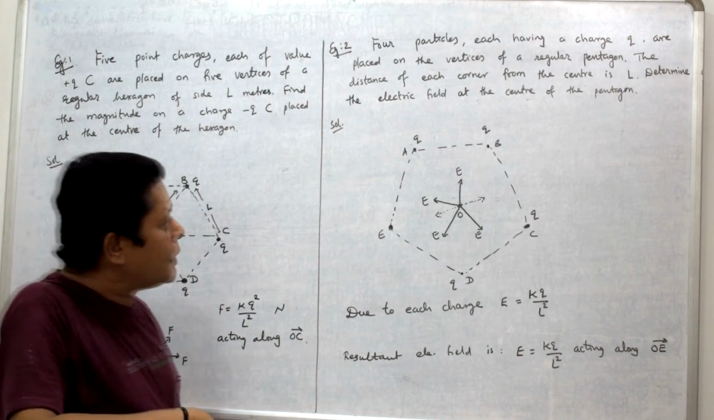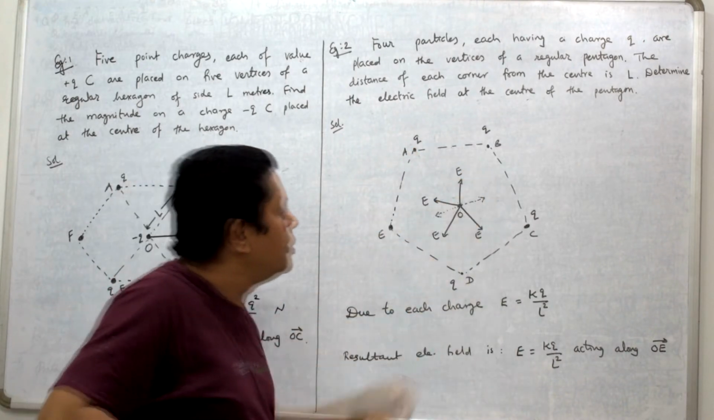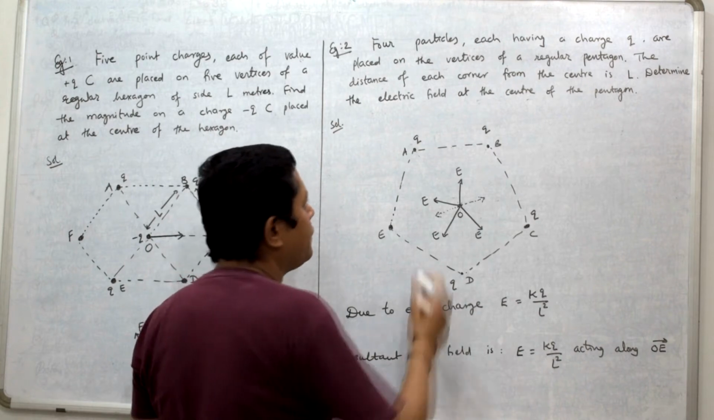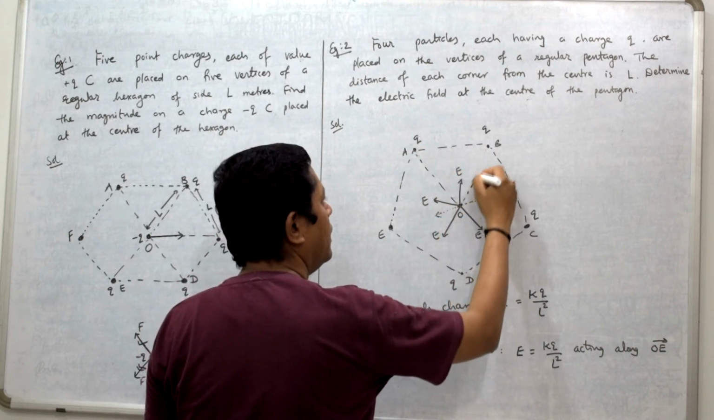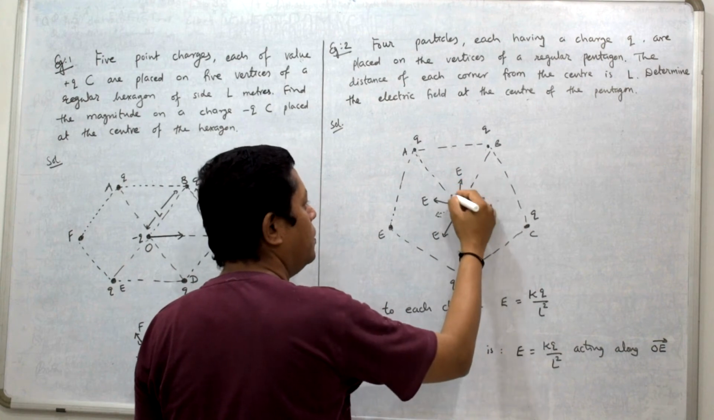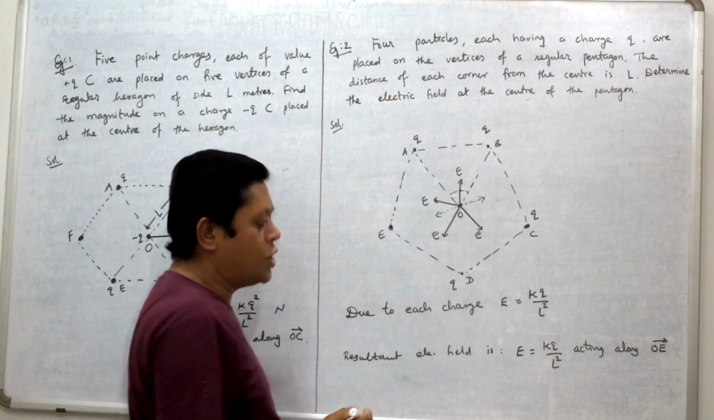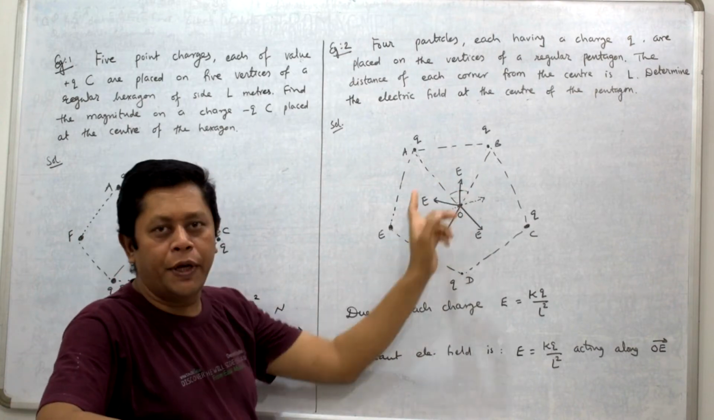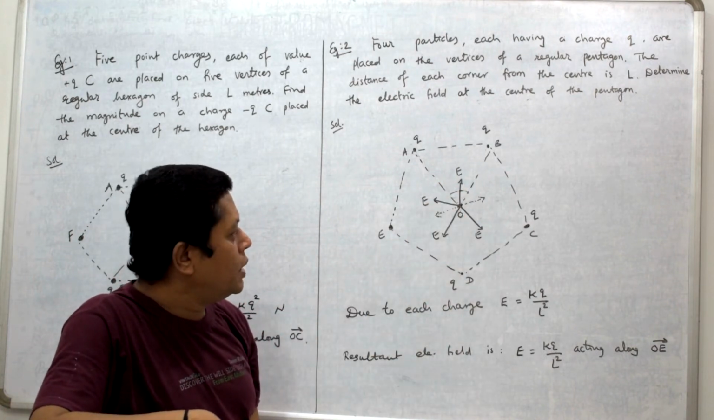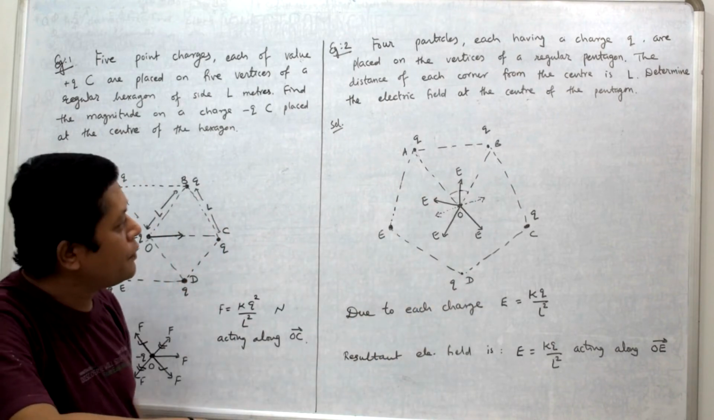Now, for a pentagon, if you measure the angle between two consecutive points with respect to the center, this angle will be 72 degrees, since 72 into 5 is 360 degrees total.